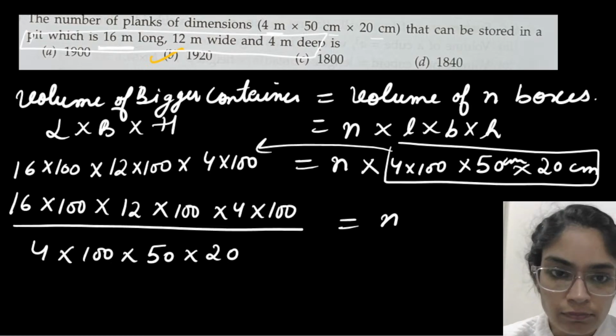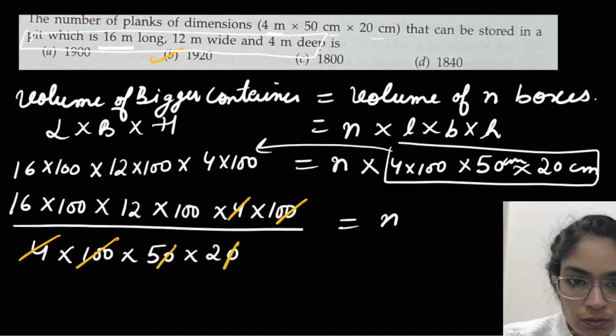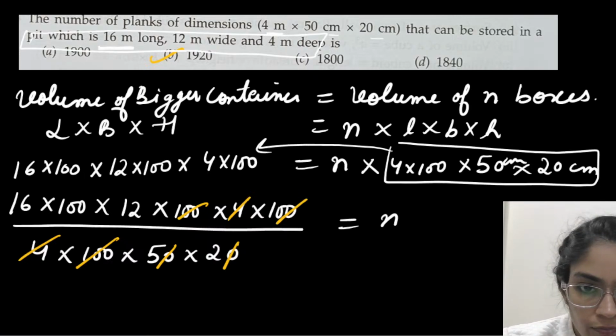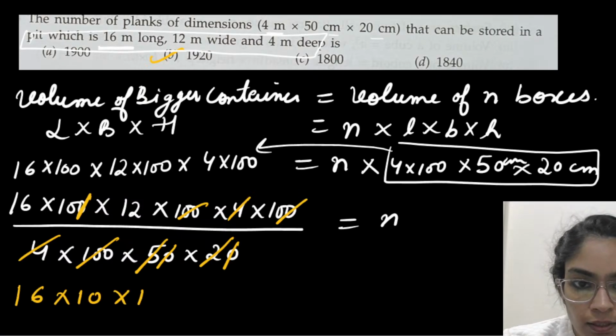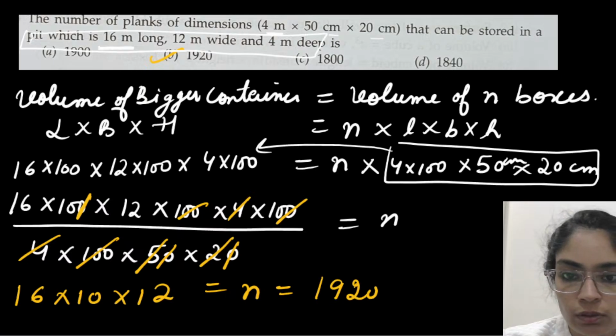Now we can do cancellation. One of the 100s and one of the 100s will get cancelled. 4 and 4 will also get cancelled. So here two zeros and these two zeros I can cancel. Again 5 into 2 is 10. With this 5 and 2, I can cancel this 10. So now what I am left with is 16 into 10 into 12. This is equal to n. When you multiply this, you will get 1920 as the answer.